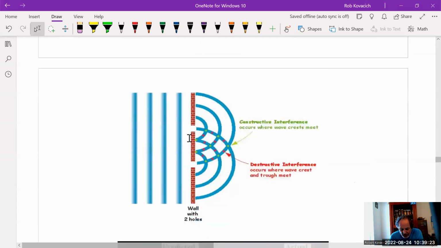So I have this hole where waves come through and this hole where waves come through. You can imagine that the waves are coming through and the waves are coming through on this other side. And sometimes they run into each other where both the crests are right there, so they're both tall, which makes the wave taller. And then sometimes they run into each other where the crest is up and the trough is down, and they run into each other and it makes it flat.